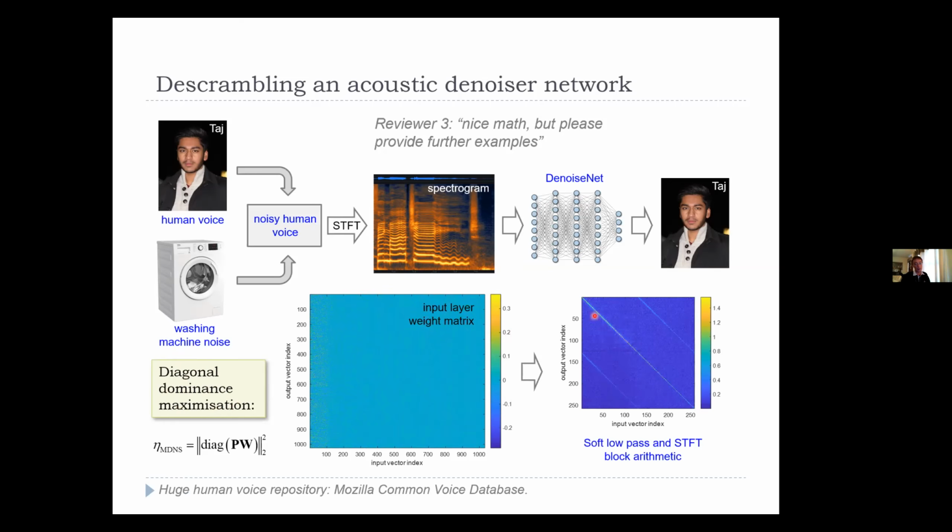And we have found a low pass and some block arithmetic in a short time Fourier transform in here. And again, this descrambling transform more or less established what that denoising network was doing. This is more technical and of interest to DSP people, but we could descramble this.